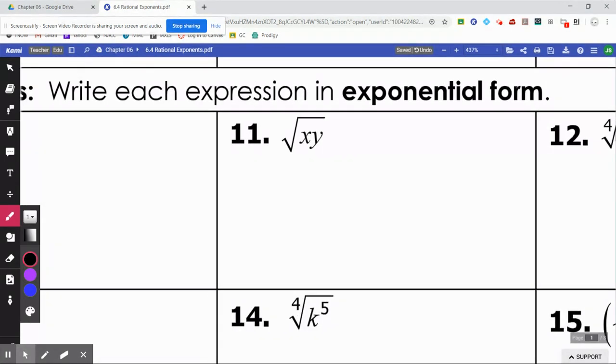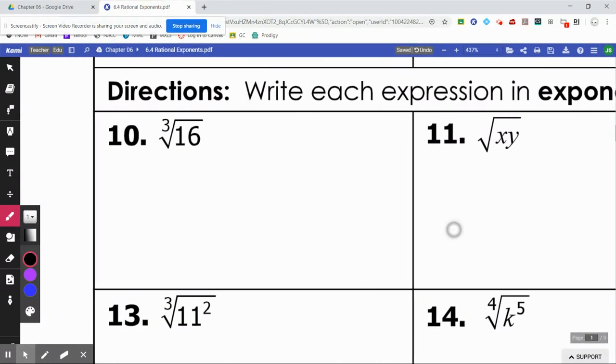Okay, now let's do it backwards. Let's write each in exponential form. So the index goes on the bottom of the fraction. Any kind of exponent goes on top. So this is 16 to the 1/3 power.